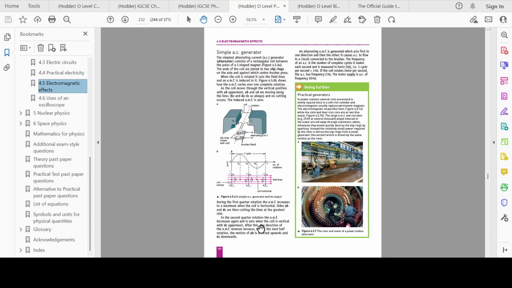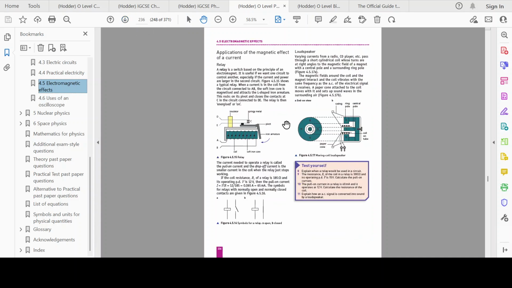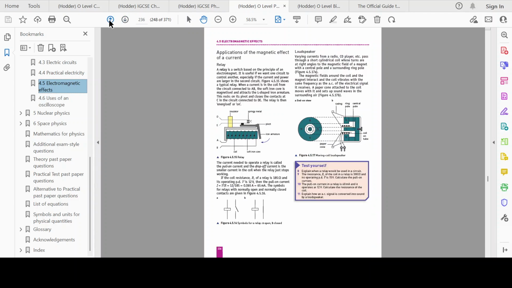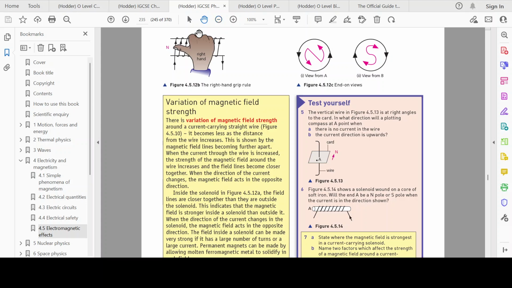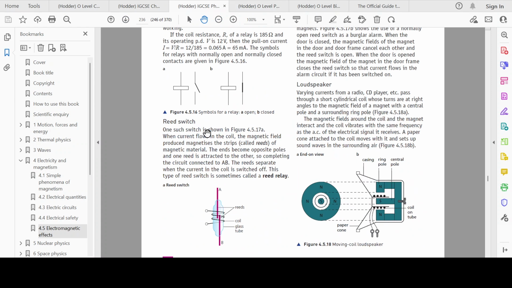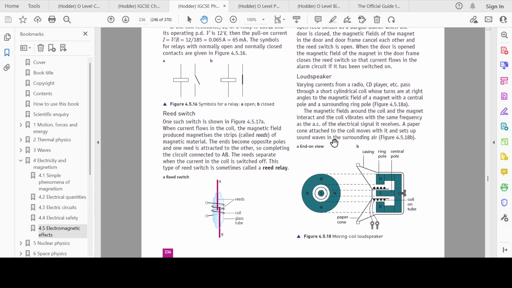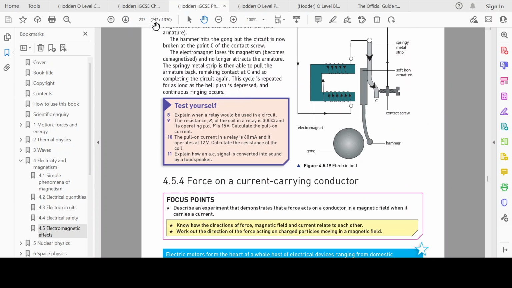You need to know how this thing works, and then applications. You have fewer applications. The electric bell is not part of the syllabus. It's only the relay and the loudspeaker. Whereas for the IGCSE, we have the relay and the reed switch, which isn't even mentioned in the O level book. And then you've got the loudspeaker and the electric bell. So you've got all of it.